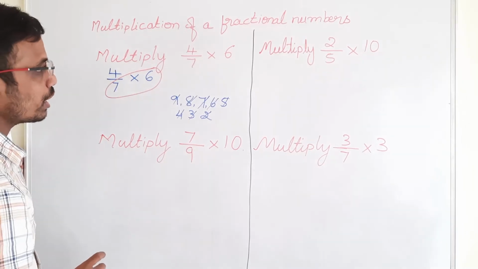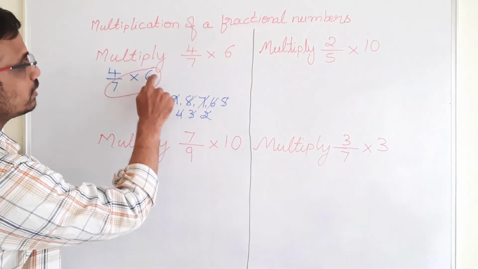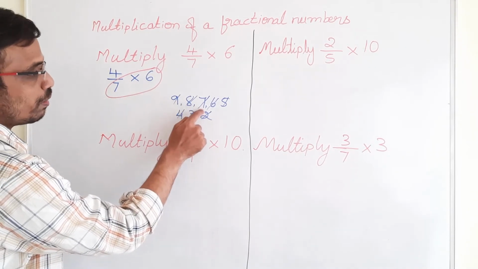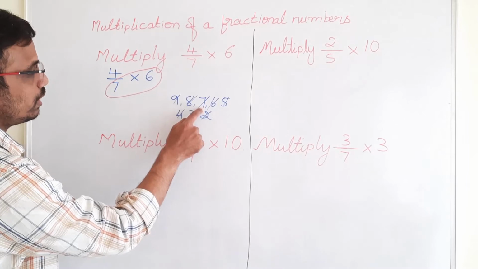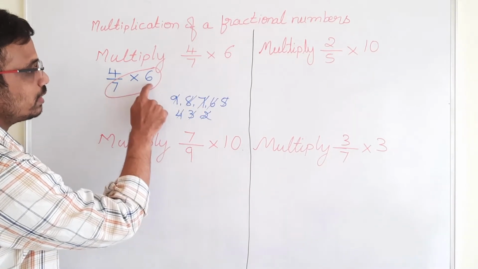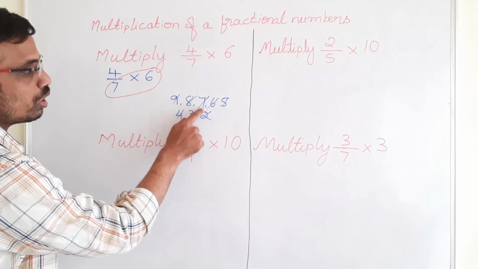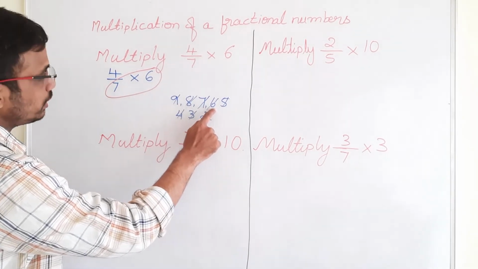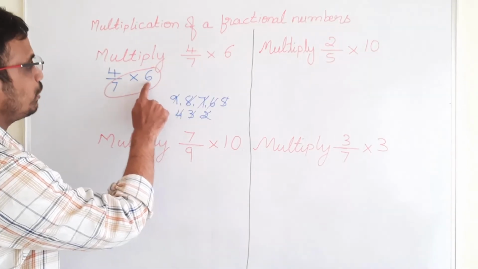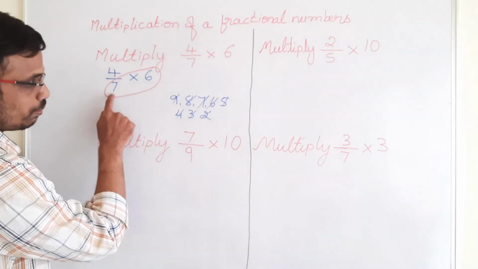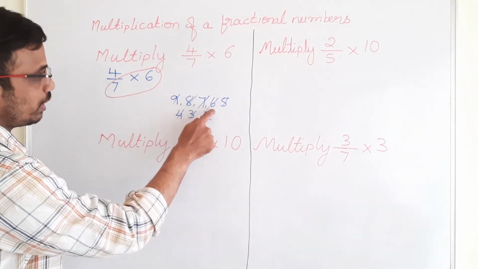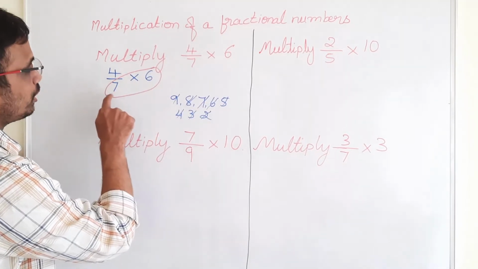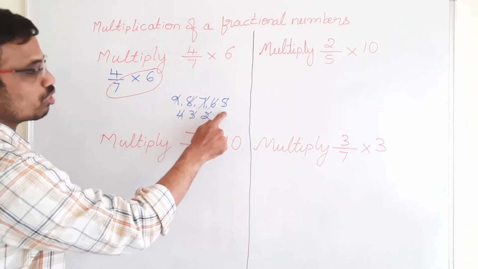We say a number is a common factor only if it divides both the numerator and denominator. This 7 divides 7, but it does not divide 6. Because of that, 7 is not a common factor of 6 and 7. Same way, next number is 6. 6 divides this 6 exactly, but it does not divide 7. Because of that, 6 is again not a common factor. Same way, 5 neither divides 6 nor divides 7 exactly. Again, it is not a common factor.